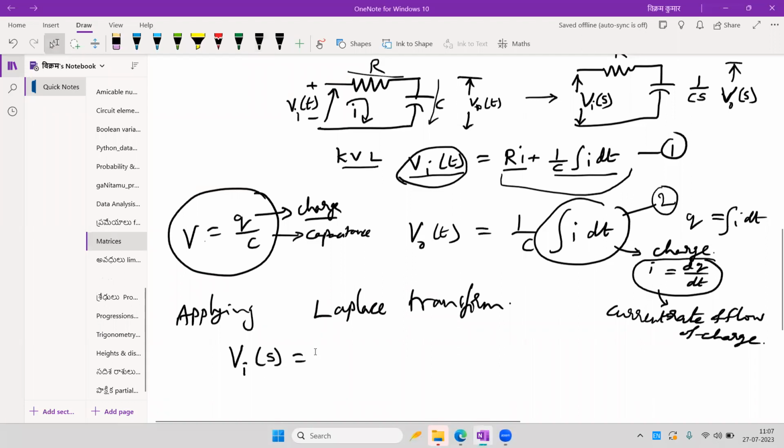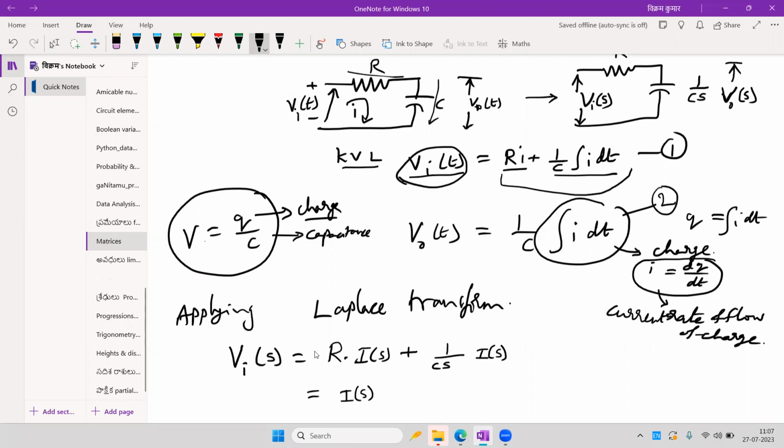So V_i(s) is equal to R times I(s), where I is again capital here, plus 1 by Cs times I(s). Okay, that's it. Now let me take V_0(t), which is equal to 1 by C integral of i dt. That's our output equation.